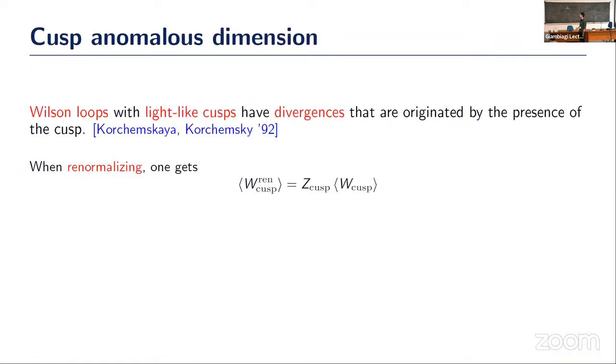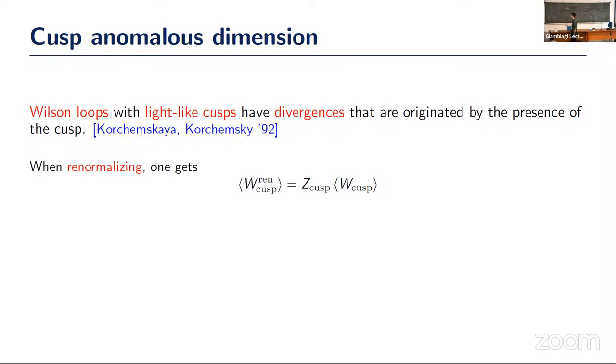So what can we say now about the cosmological dimension of ABJM in terms of these integrated results? First, let me introduce what the cosmological dimension is. If we take a Wilson loop with a light-like cusp, there are divergences in the expectation value of the Wilson loop that cannot be absorbed by redefining the coupling constants of the theory. Instead, we have to introduce a renormalization factor in the expectation value to renormalize these divergences.